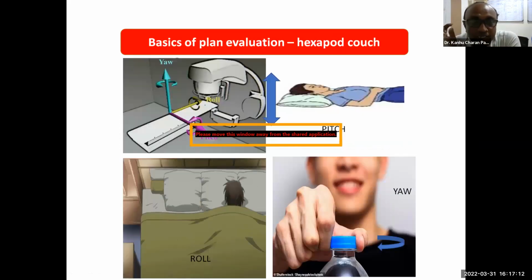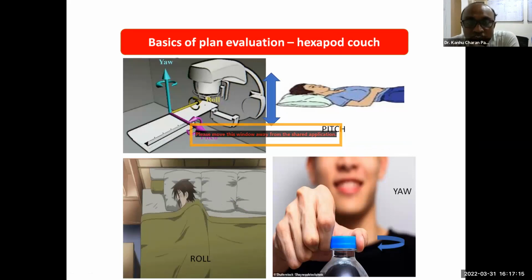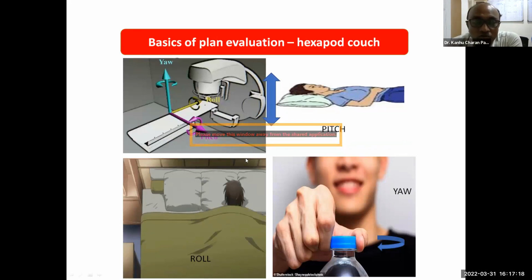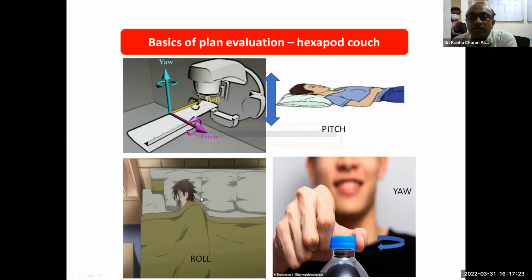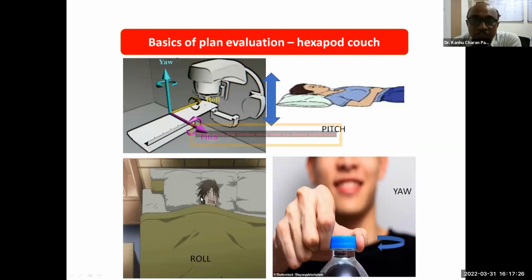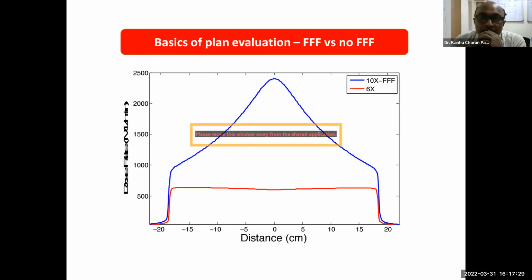Another thing, you have an extra degree of freedom if you have a hexapod couch or a 6D couch, where the roll, pitch, yaw, the various rotational errors can be corrected. Another thing is flattening filter free, FFF, and non-FFF beams. FFF beams means there is no flattening filter. In an FFF beam, the monitor units are more and the treatment time is less.